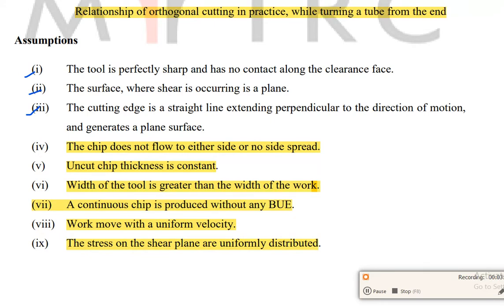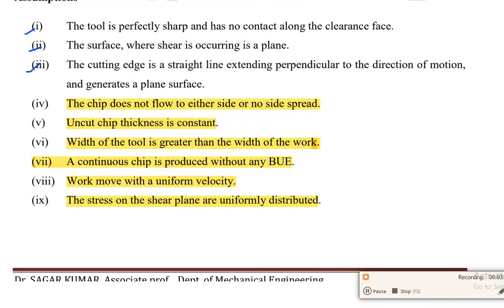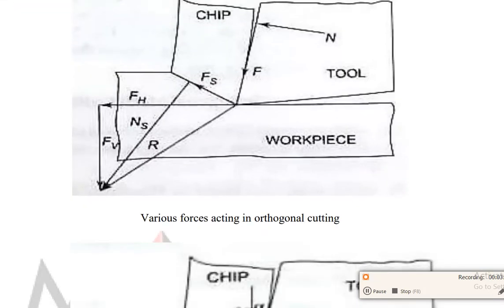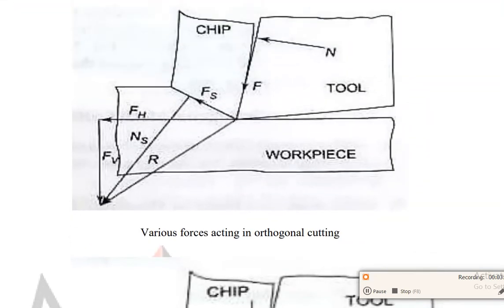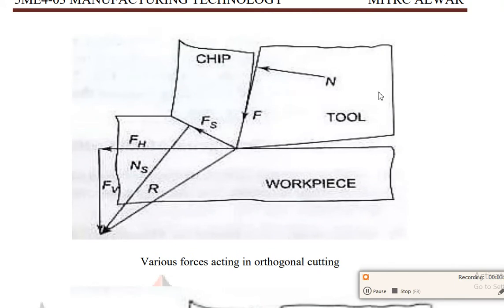Now we will see the main components of the forces acting during this orthogonal cutting. Here we can see that some forces are acting: a horizontal force and a vertical force. Looking at this figure, the force FB is the force perpendicular to the primary tool motion, known as the thrust force. Second, Fs is the force along the shear plane. This is the force acting along the shear plane.